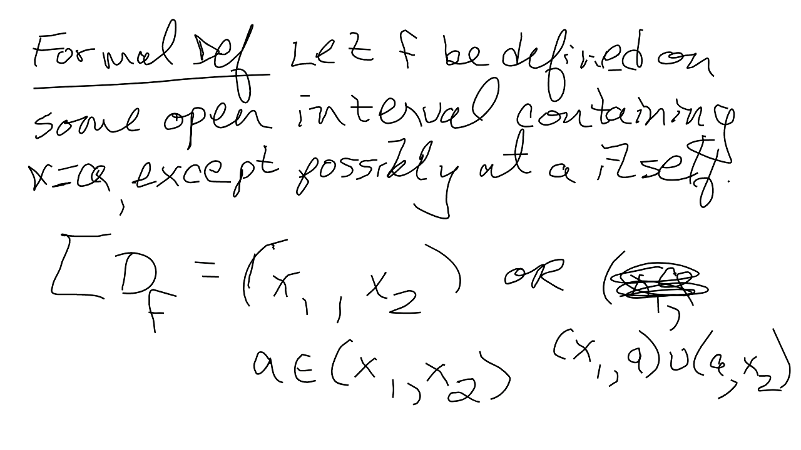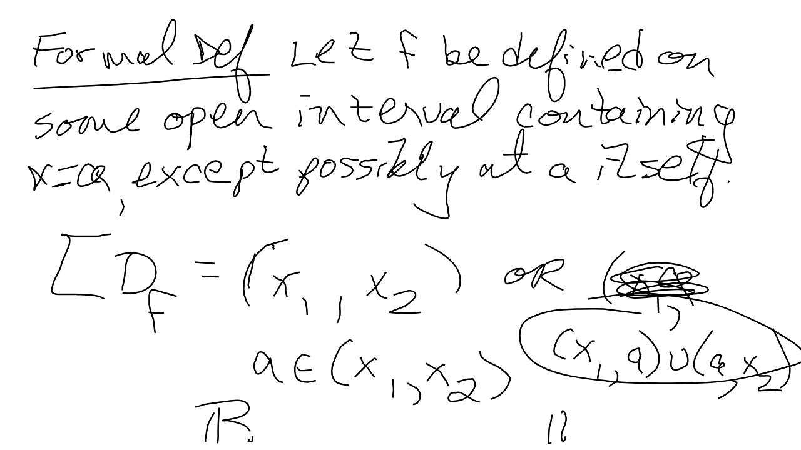So anyway, if it was all real numbers, that's fine. All real numbers except the set containing a is fine too, to look at a limit. All right, so keep that first part of the definition: let f be defined on some open interval containing a except possibly a itself. I'm going to continue the definition of limit.